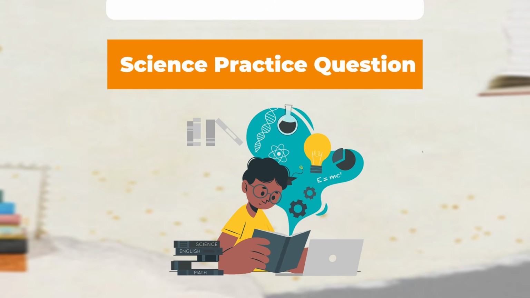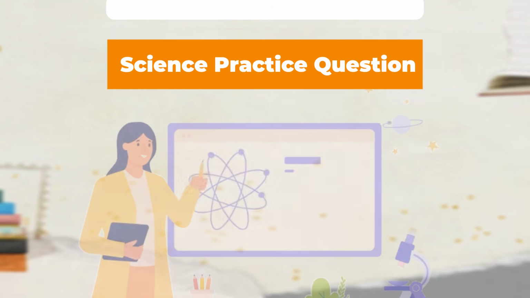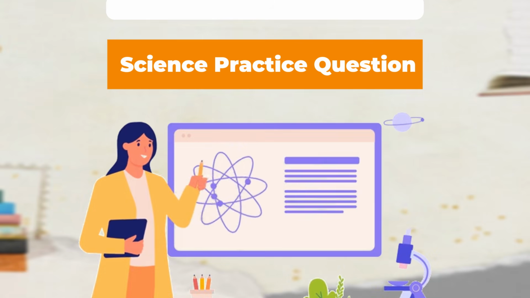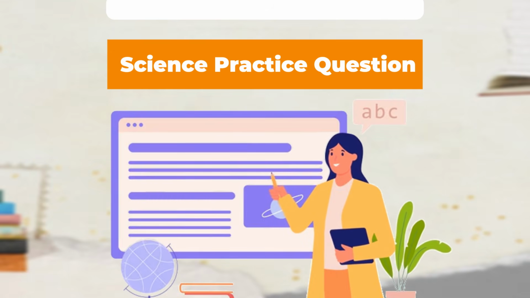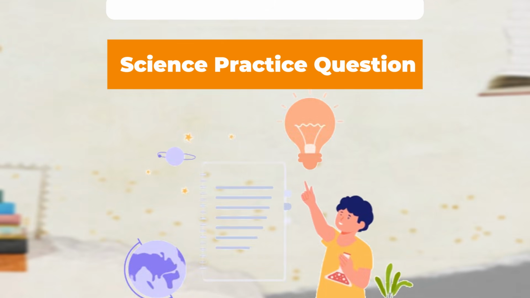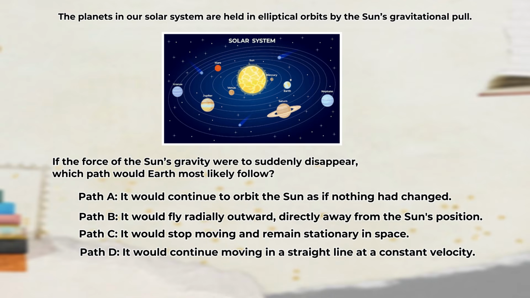Let's continue to the MAP Science Test section. Some schools also include the MAP Science Test in 7th grade. Science questions cover life science, physical science, earth and space science, and scientific reasoning. For this video, I'll show one earth and space science question. The question asks what would happen to Earth if the sun's gravity suddenly disappeared. Pause here and choose the best answer.